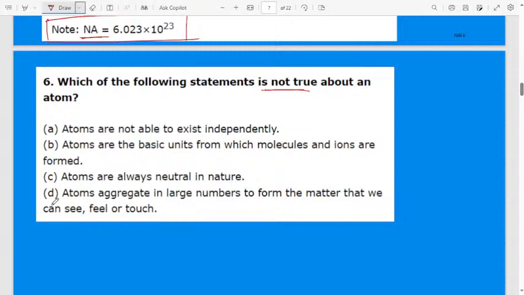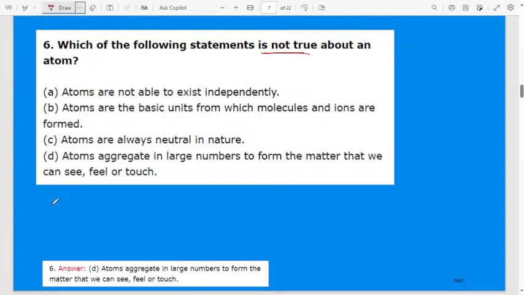Here, which statement is not true? Option D is the statement that is not true: atoms aggregate in large number to form the matter that we can see, feel, touch. Individual atoms we can't see, we can't feel, and we can't even touch. But the remaining three statements are correct.